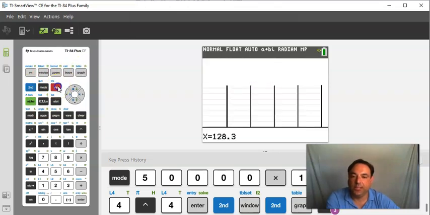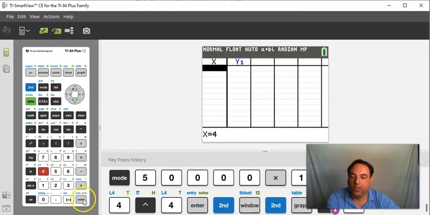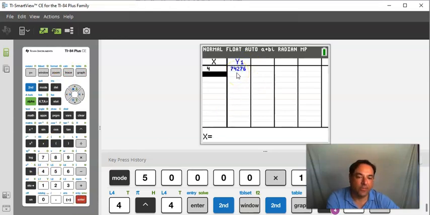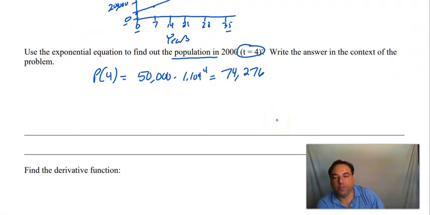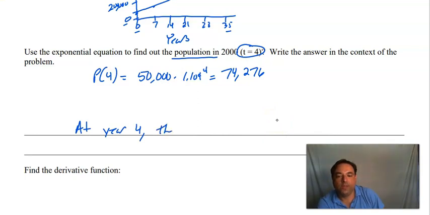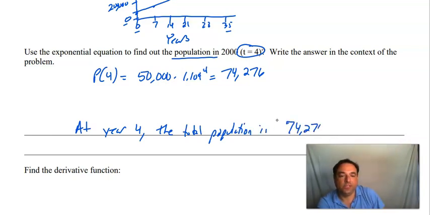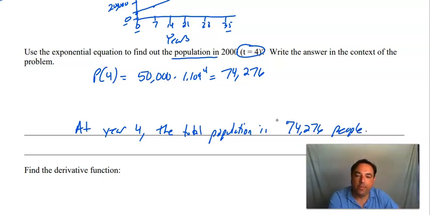Delete anything else you got in there. And if I plug in 4, it gives me the same answer, 74,276. So we're just plugging into the original, so at year 4, the total population is 74,276 people. Okay, so we stopped at year 4. How many people do we have right now? 74,276. Now we're going to take the derivative.